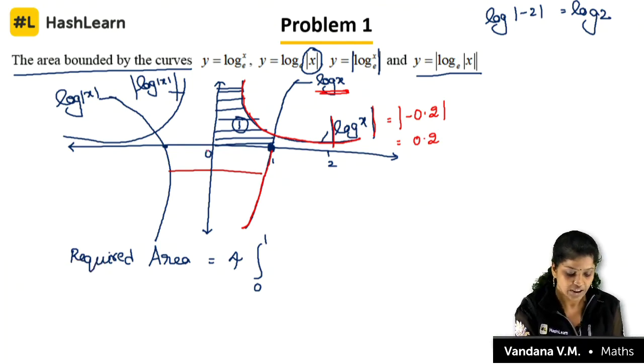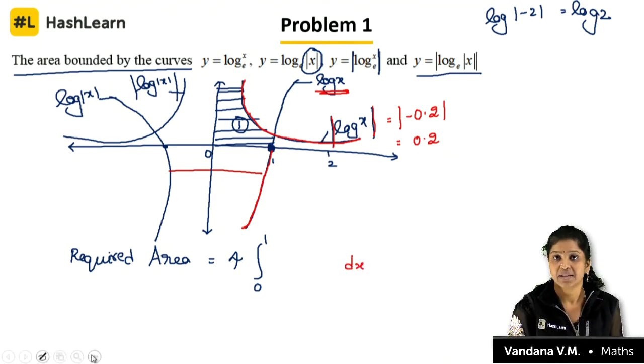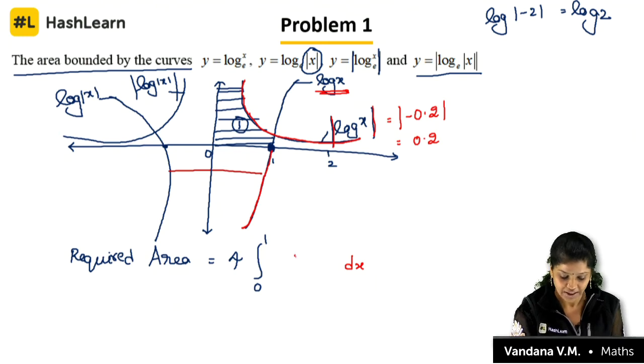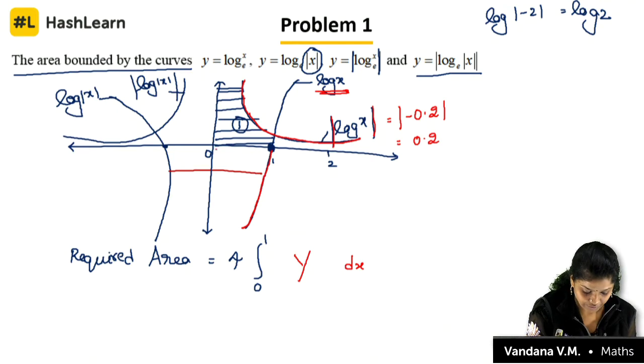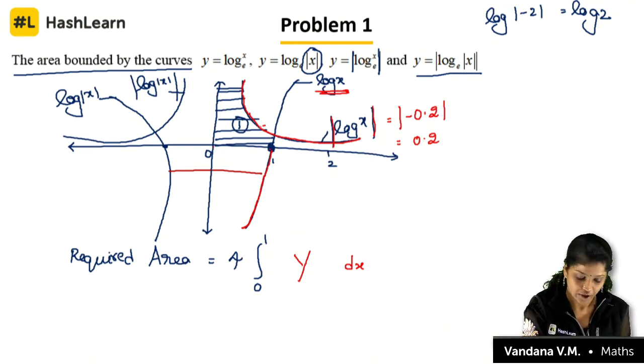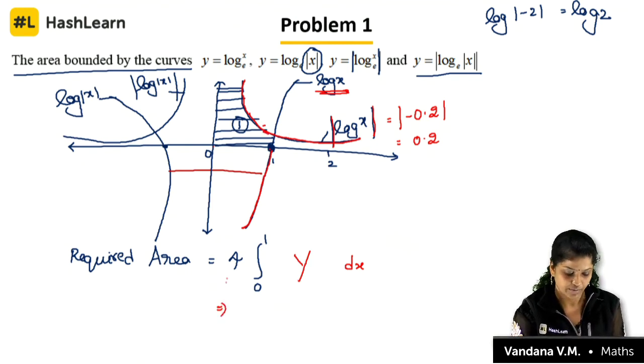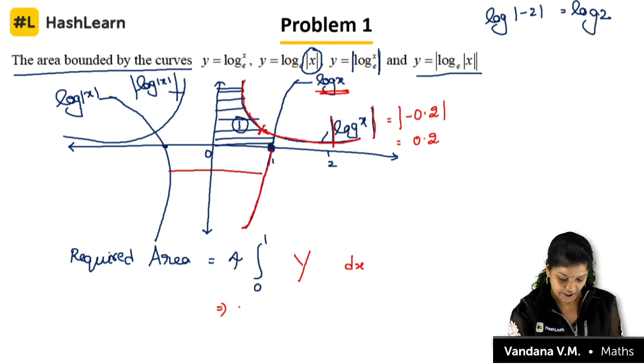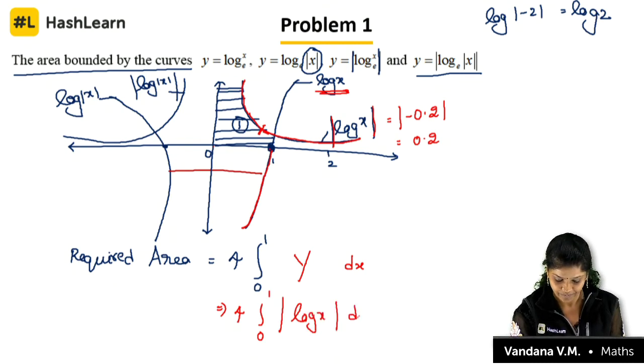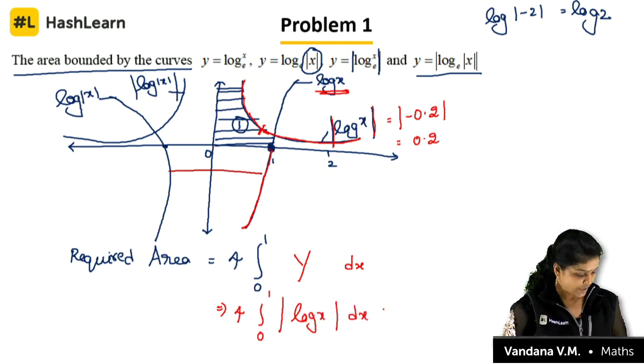Yes, children, what I am telling, 0 to 1. Whose limits are these? These limits are x limits. So, the inside term must be y. This graph 0 to 1, I want this graph. You can take modulus of log x however you want. This curve is 4 integral 0 to 1 modulus of log x dx. I hope I am clear.